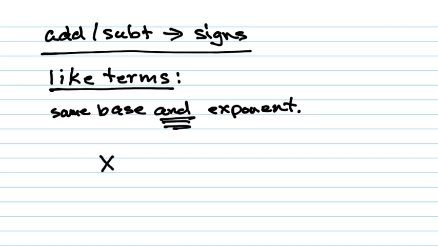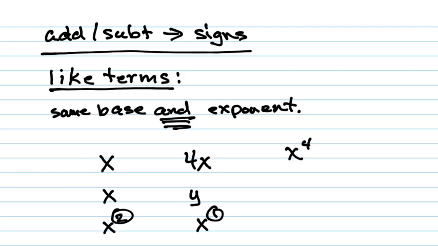So are x and 4x like terms? Yes. The coefficient doesn't have anything to do with it. Are x and y like terms? No. Are x squared and x like terms? No, because the exponent is a 2 there and a 1 there. Remember, the base and the exponent have to be the same. So are x to the 4th and 3x to the 4th like terms? Yes, because it's x to the 4th and x to the 4th.